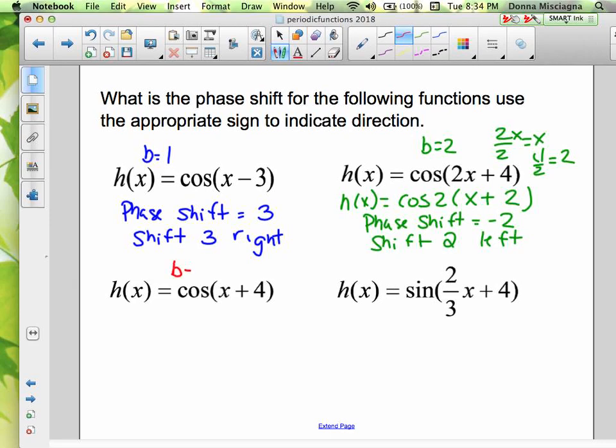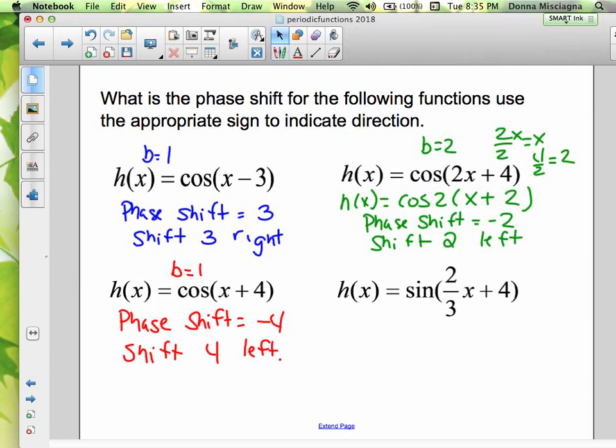B is 1. All right, so our phase shift is -4, or we could say we shift 4 to the left. Last one here, we need to factor out.